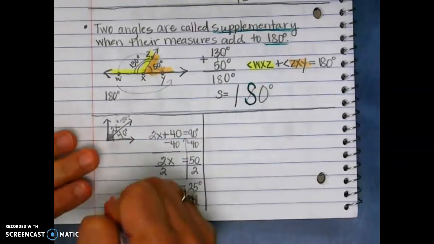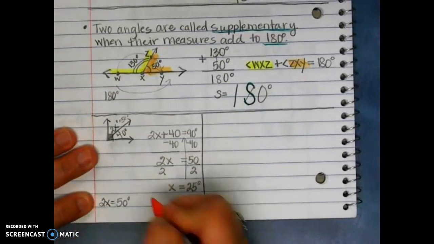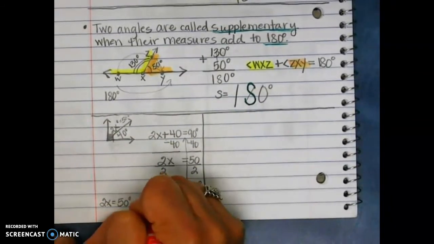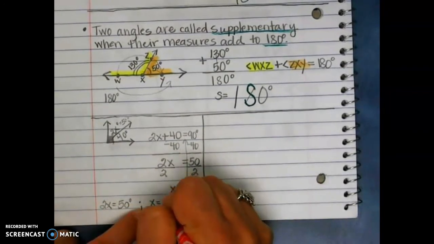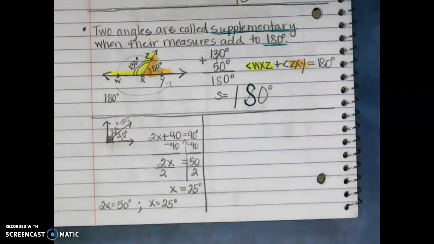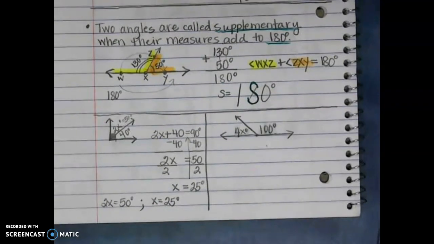So what we were able to determine is 2x equals 50. So I know the angle measure is 50. And then I was able to take it from there and determine that the missing value x was worth 25 degrees. So again, I was able to take my complementary definition and apply it to a problem to determine the value of x. Welcome back, our last example.